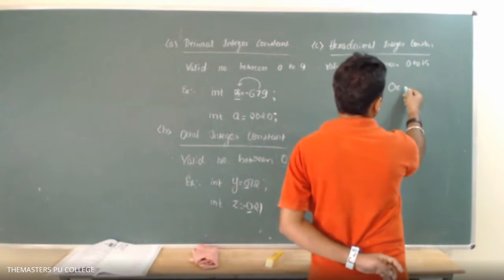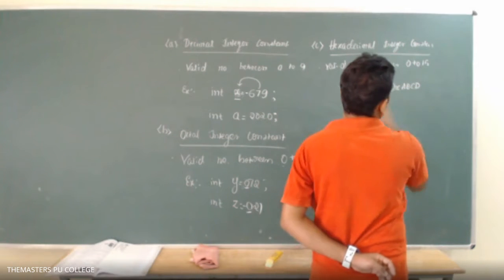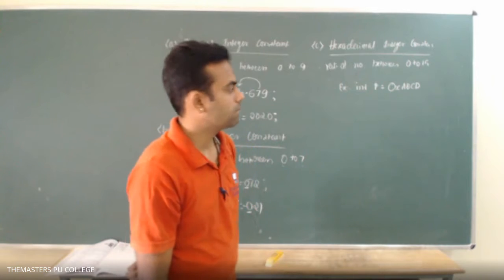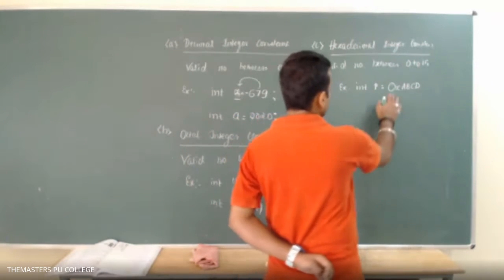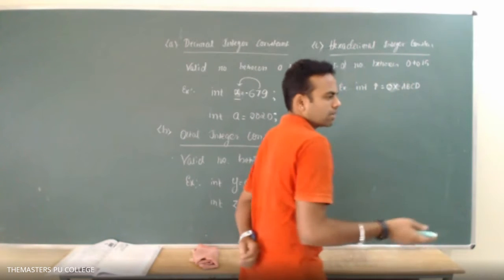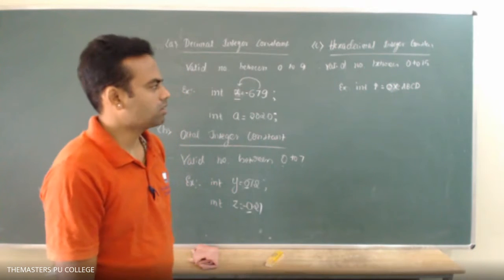Then A, B, C, D. Can I represent like this? Yes, sir. Maybe. No, that's not an issue. Capital letter, small letter, upper case, lower case, sentence case, toggle case, whatever. Okay, 0X.